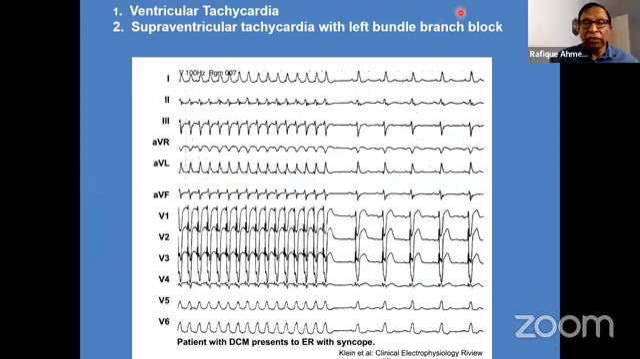So we have only two choices. Is it ventricular tachycardia or is it supraventricular tachycardia with left bundle branch block? The beginning part before conversion.